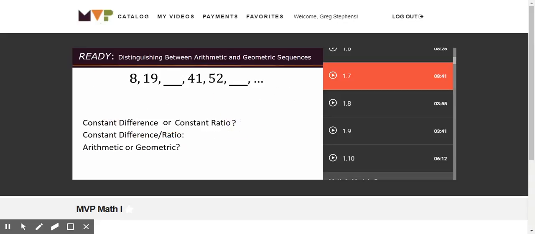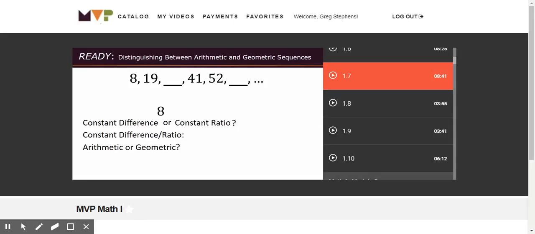In the following examples, you need to find the missing values for each sequence, underline whether it has a constant difference or a constant ratio, state the value of the constant difference or ratio, then indicate if the sequence is arithmetic or geometric by circling the correct answer.